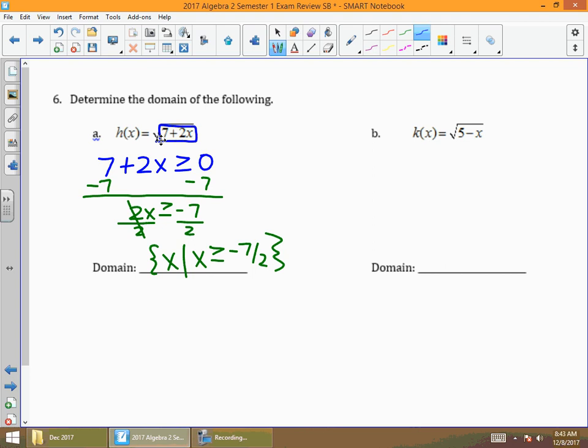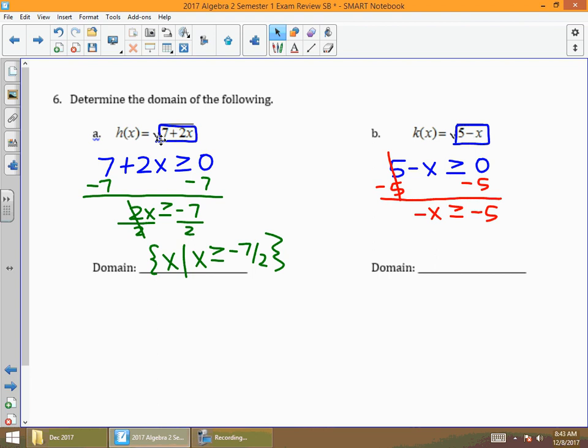I'll do the same thing with b. Have to be careful on this one. So we're always starting by setting it greater than or equal to 0. But when you solve for x, subtract 5 first. We're left with a negative x is greater than or equal to negative 5. So in order to get x by itself, we have to divide by negative 1. And anytime you deal with inequalities and you divide by a negative number, it's going to flip this middle sign.